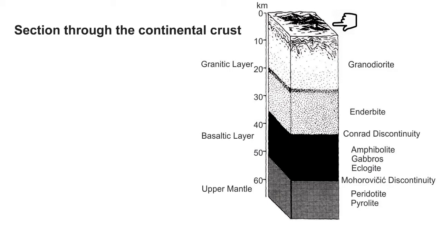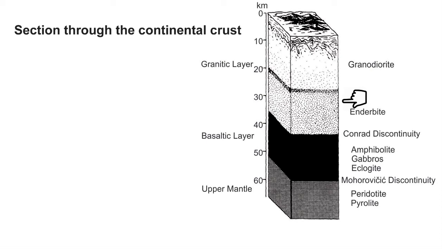And the topmost layer is what we are going to call the granitic layer. It is made largely of granodiorite. Below that lies another layer that is called andesite. The lower portion of andesite goes on to form the boundary between the crust as well as the lower layer that is called the basaltic layer, the oceanic layer.